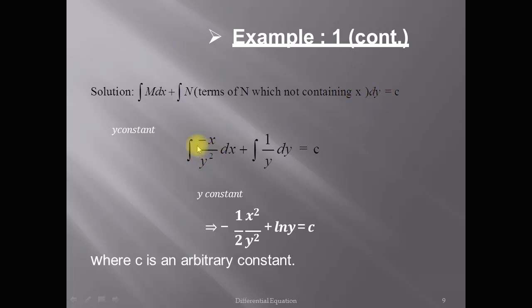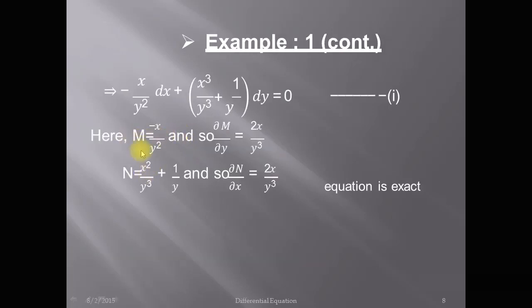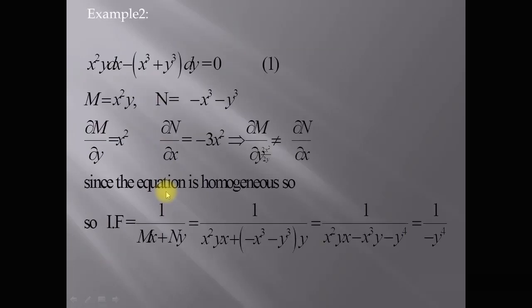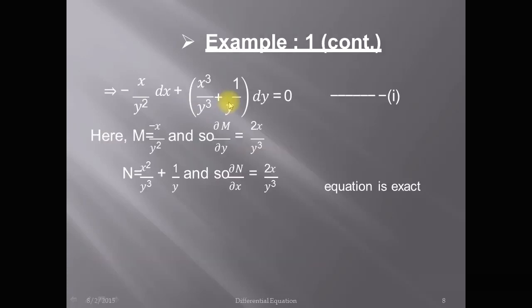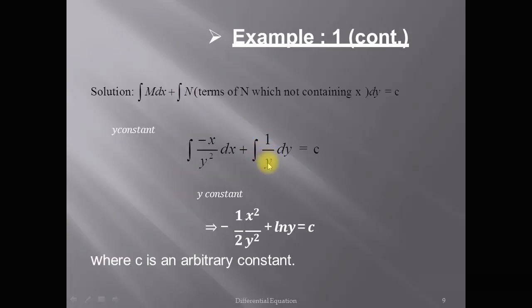The new function M is, in this slide, minus x divided by y square. This is the M function. And for the integration of N, those terms of N which do not contain x, there is only one term which does not contain x. This term contains x and this term does not contain x, so we take only this term, 1 over y. So the integration of 1 over y with respect to y is equal to c.